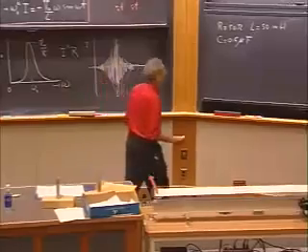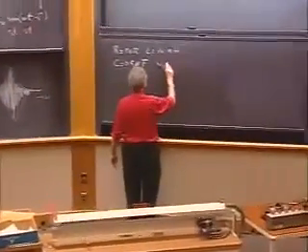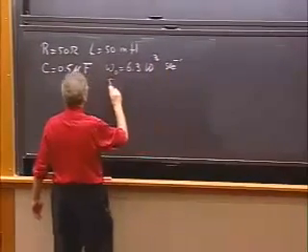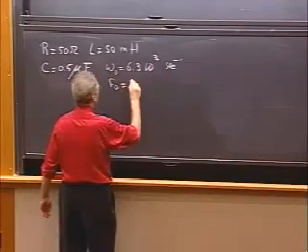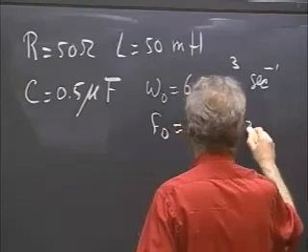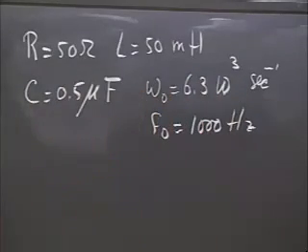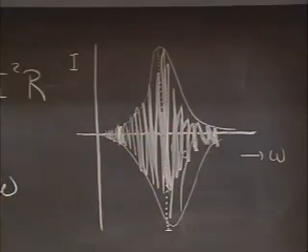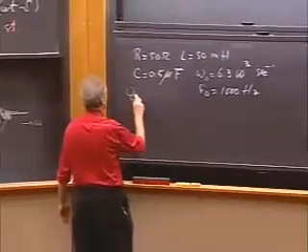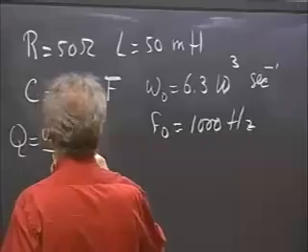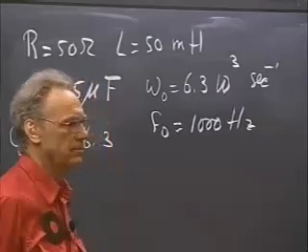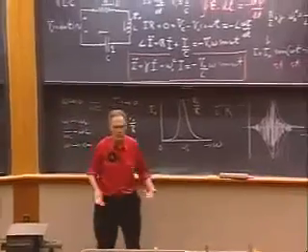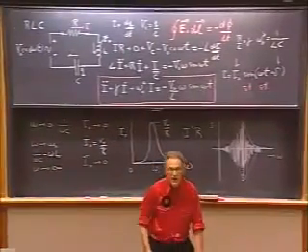Omega 0 is now 6.3 times 10 to the 3rd, in radians per second. So f0 is about 1000 hertz. And we're going to sweep it from 0 over 1000, which is resonance, to about 2000, and then we sweep it back. And so the Q of this system, which is omega 0 divided by gamma, is about 6.3. And what the V0 is of that circuit is not so important. It is 4 volts, but that's not so important.